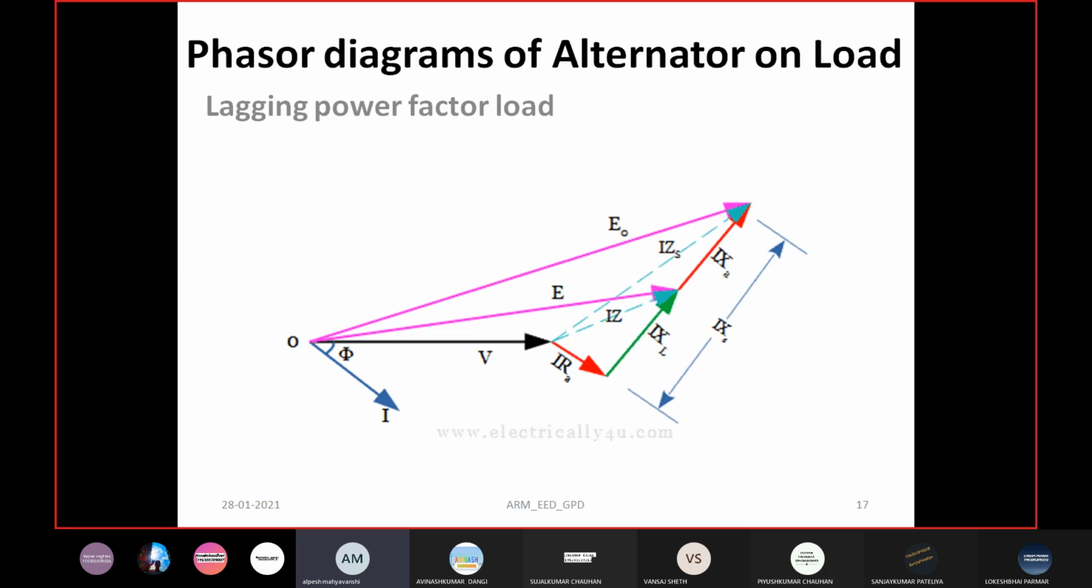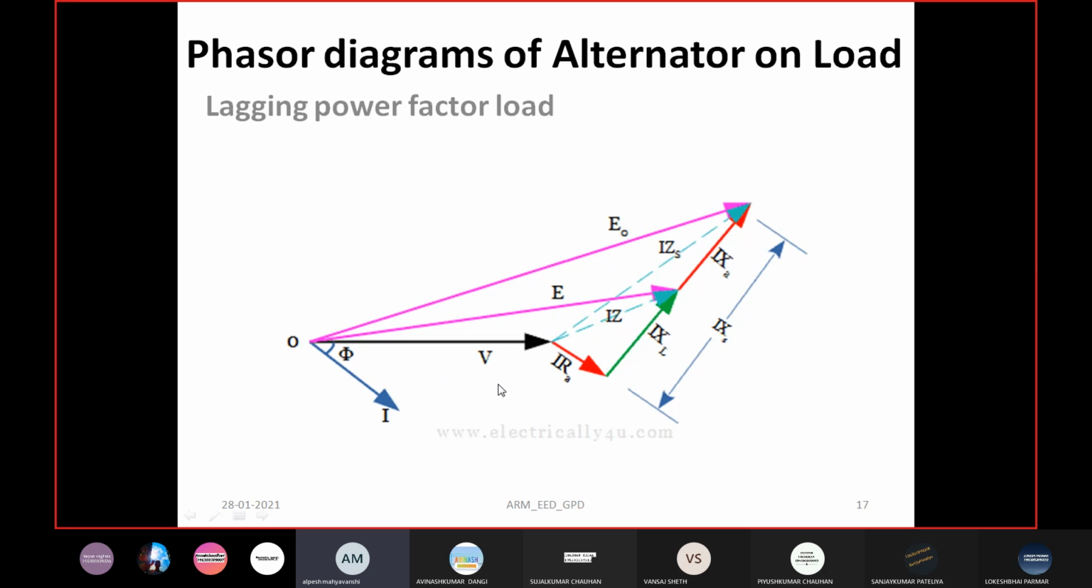Now next we have to draw the current phasor, and we are drawing this phasor diagram for lagging power factor. Lagging power factor means current lags behind the voltage by phi angle. So this is the current phasor, it lags behind the voltage phasor by phi angle. So two steps are completed. First we draw the voltage phasor as a reference phasor, and then we draw the current phasor which lags behind the voltage phasor.